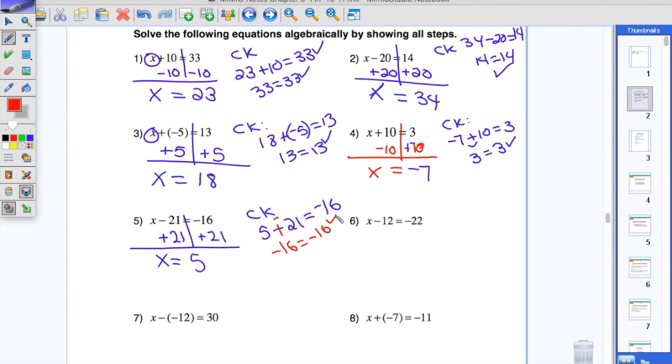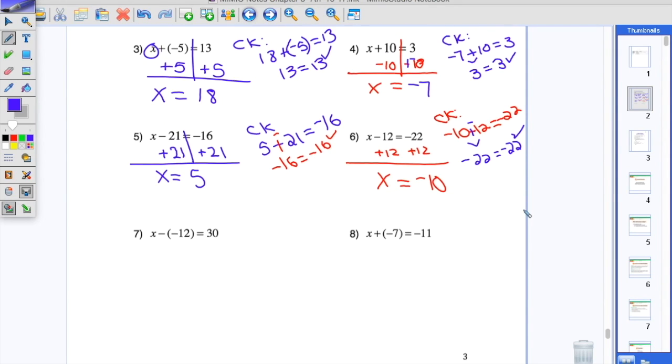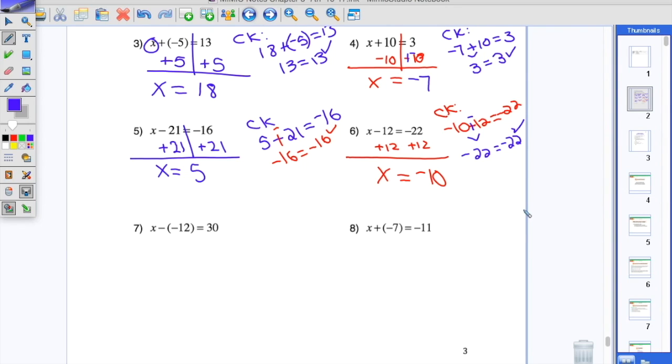Number 6, x minus 12 is equal to negative 22. We're going to add 12 to both sides. Opposites cancel out, so we're left with x equals. And in negative 22 plus 12, we take the sign of the larger and subtract. So we get x is equal to negative 10. Check it. So negative 10 minus 12 to give you negative 22. In subtraction, we want to change it to adding the opposite. So now we have same signs, keep the sign and add. Both sides equal negative 22. So it checks out.